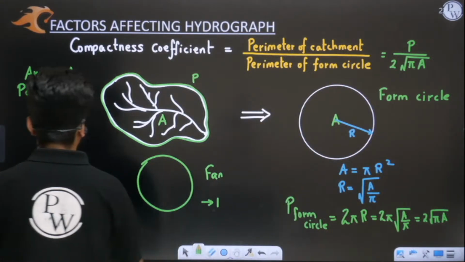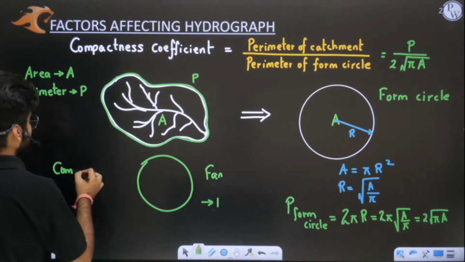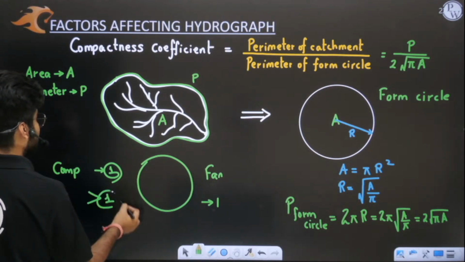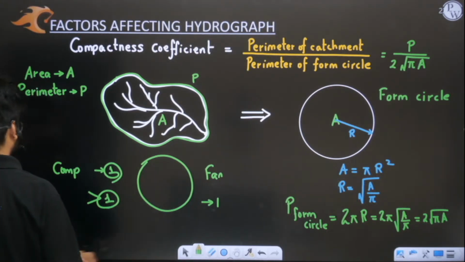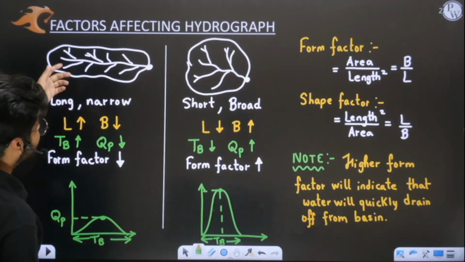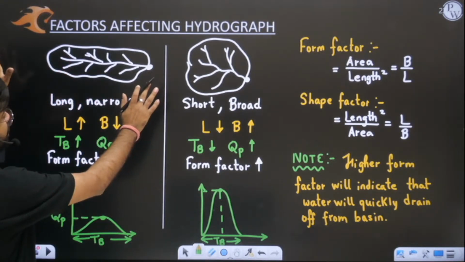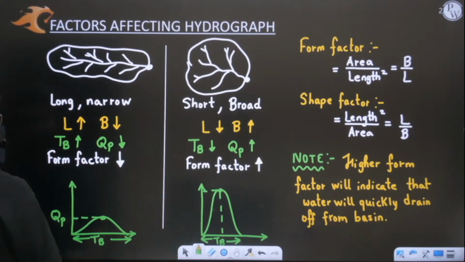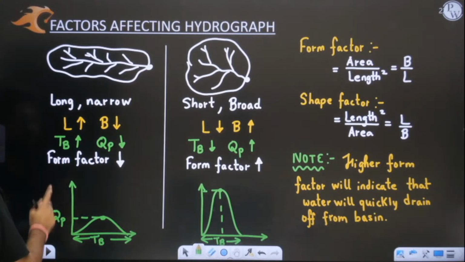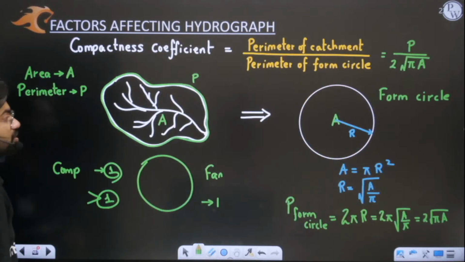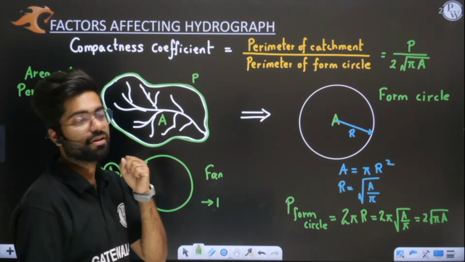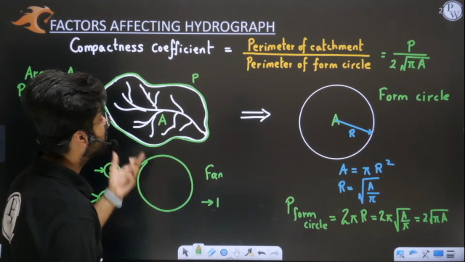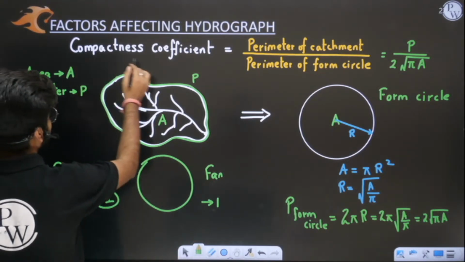Now if your compactness coefficient is far from the value 1, then I will see that my catchment area is more elongated in nature and is not a circle. The shape deviates from a circle, it is long and narrow, and obviously in that case it is not compactly arranged. If it is a circular form, then it is compactly arranged, and if it is not in a circular form, I will say that it is not so compact.